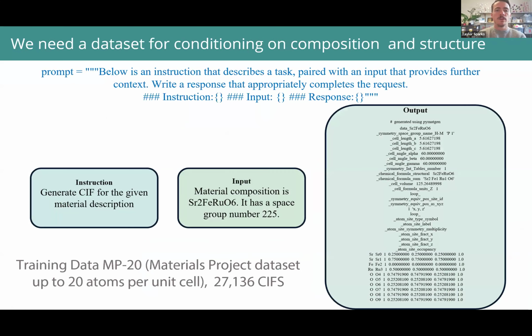So you do need data to do this. Here's the data we use, the MP20, that's the Materials Project data set, which has only up to 20 atoms per unit cell. That gave us about 27,000 CIFs for this. We gave it a very specific prompt. And then we had a constrained type of input that users could give. Basically, they could give the formula and the space group for now.